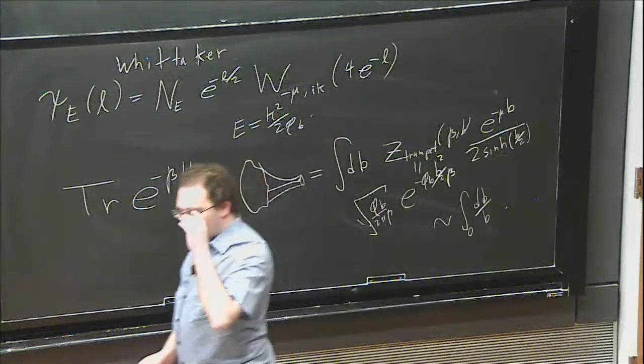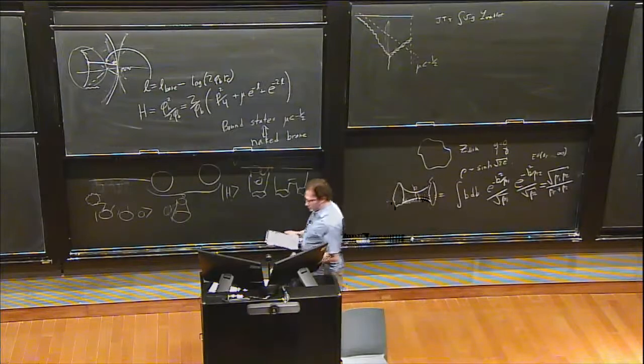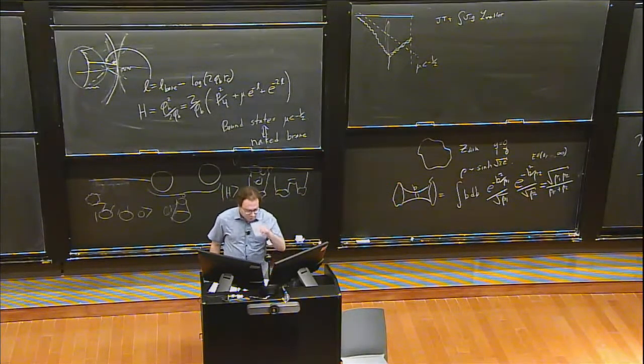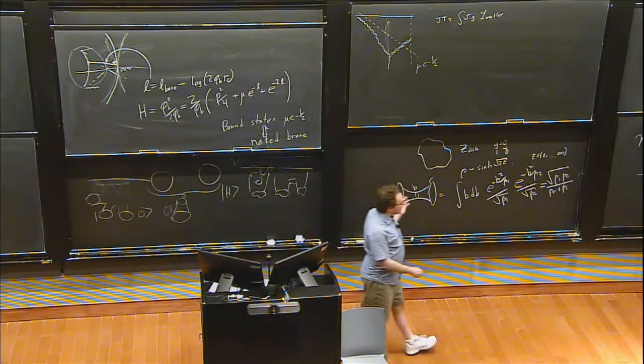Right. B is integrated here. Okay. Now, how should we end this? How should we think about this divergence?